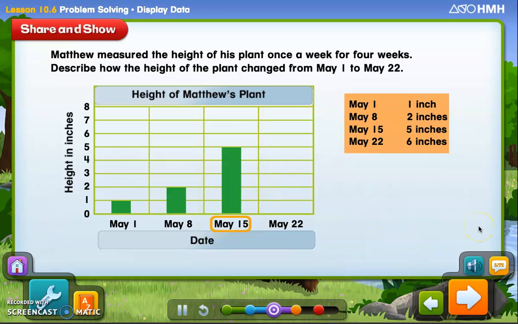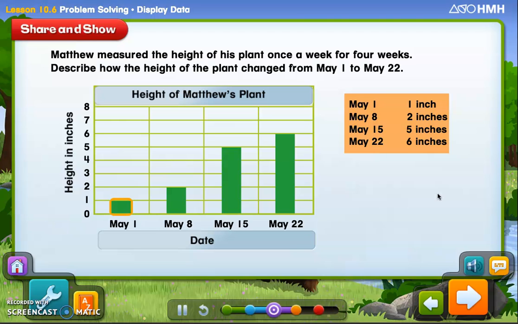The bar for May 15th is drawn to 5 because the chart lists that the plant was 5 inches tall on May 15th. Let's draw the bar for May 22nd. The bar for May 22nd is drawn to 6 because the chart lists that the plant was 6 inches tall on May 22nd. The bar graph shows that the plant grew taller each week.